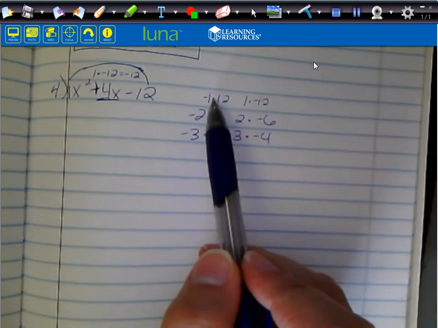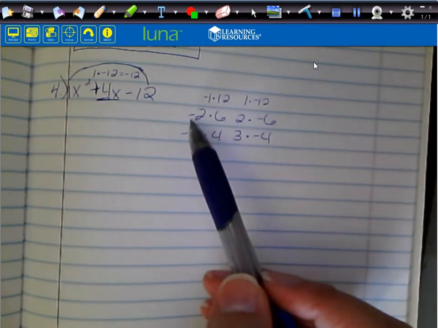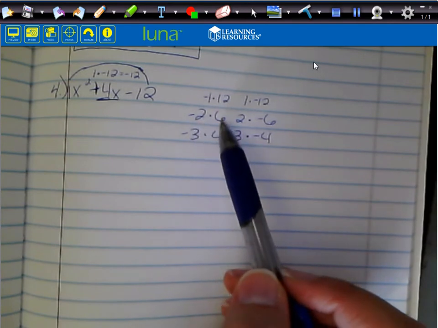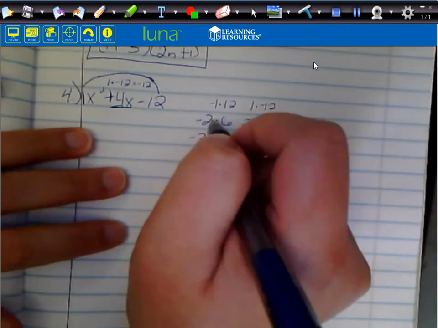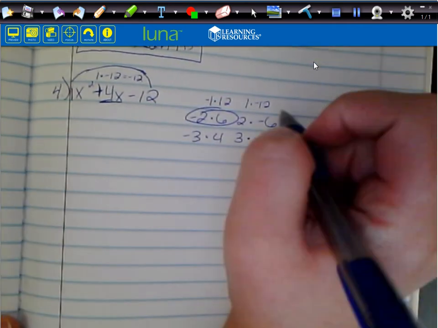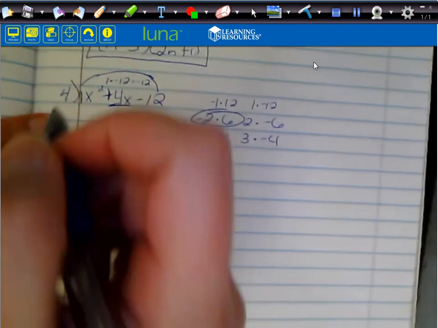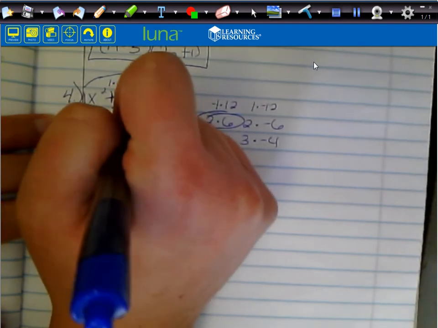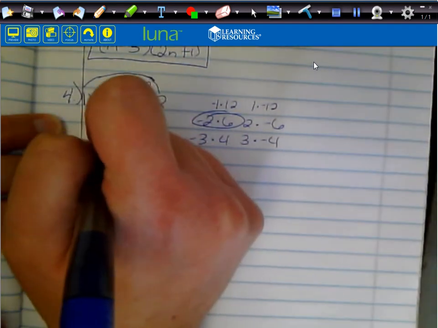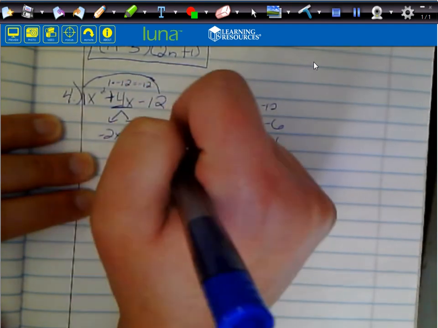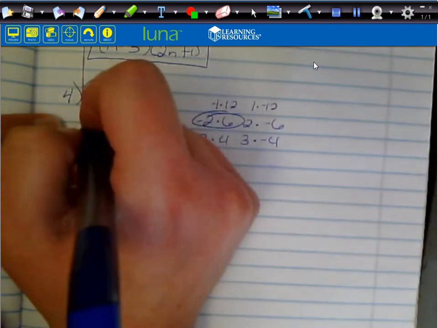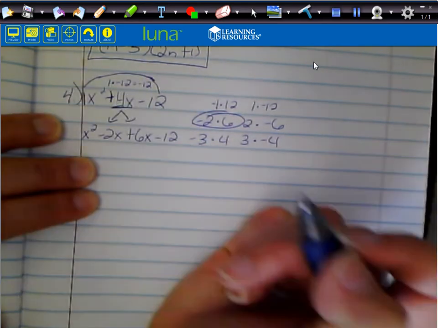So if I say negative 1 plus 12, I get 11. If I say negative 2 plus 6, I get 4. So right here's the factors that I'm going to need. So again, if I say negative 2 plus 6, I get the 4 that I need. So I'm going to split that up. I'm going to say negative 2x plus 6x. Bring down my 12. Bring down my x squared.